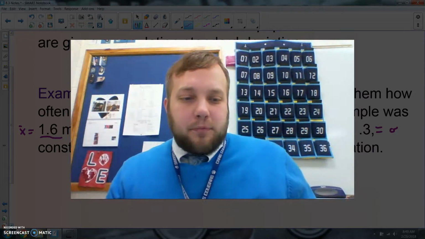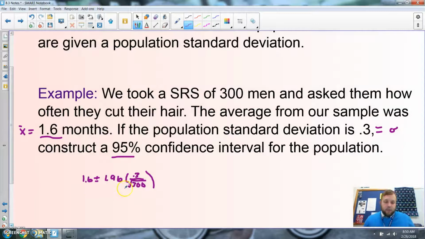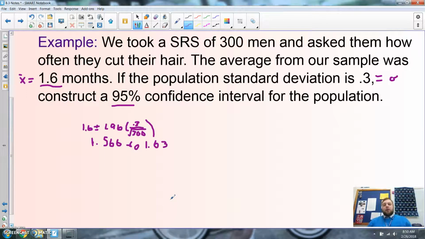All right, so like I said, feel free to pause whenever you need to. But I got basically 1.566 to 1.63. All right. So in conclusion, I am 95% confident I have captured the true average that it takes a man to get his hair cut is somewhere between 1.566 months and 1.63 months.